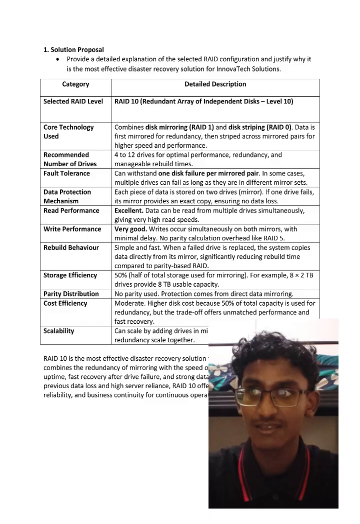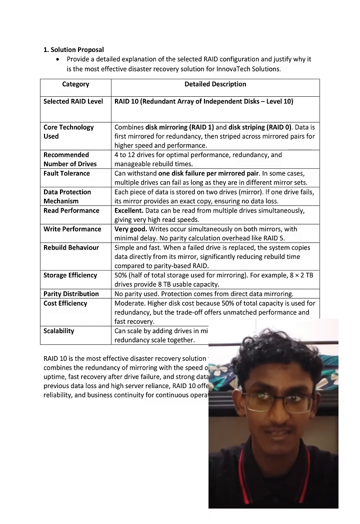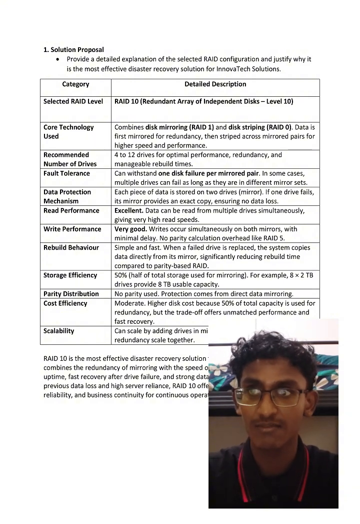So the next category is data protection mechanism. Each piece of data is stored on 2 drives, mirrored. If one drive fails, its mirror provides an exact copy, ensuring no data loss. So the next one is read performance for RAID 10. It is excellent, and data can be read from multiple devices simultaneously, giving very high read speeds. The last one is write performance, and it is also very good. Writes occur simultaneously on both mirrors with minimal delay, with no parity calculation overhead like RAID 5. So for the next part, I will pass it on to my friend Logesh. Thank you.